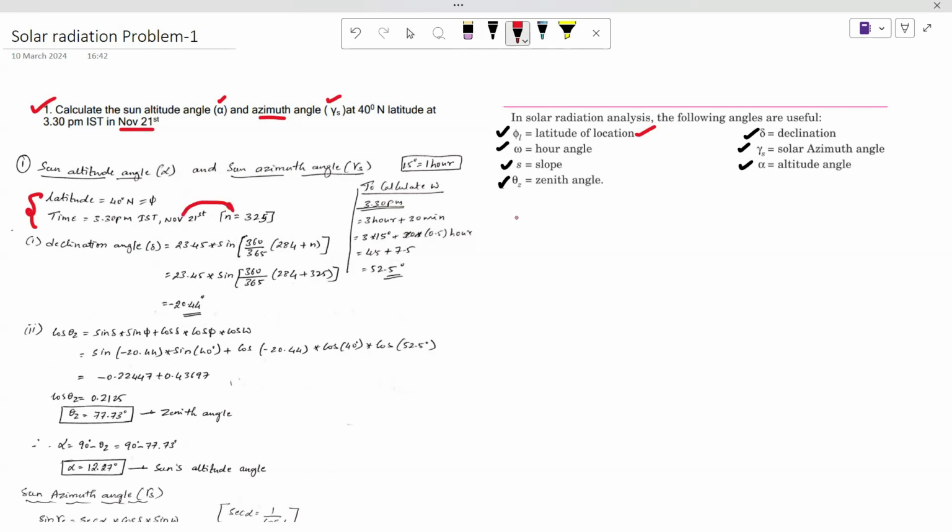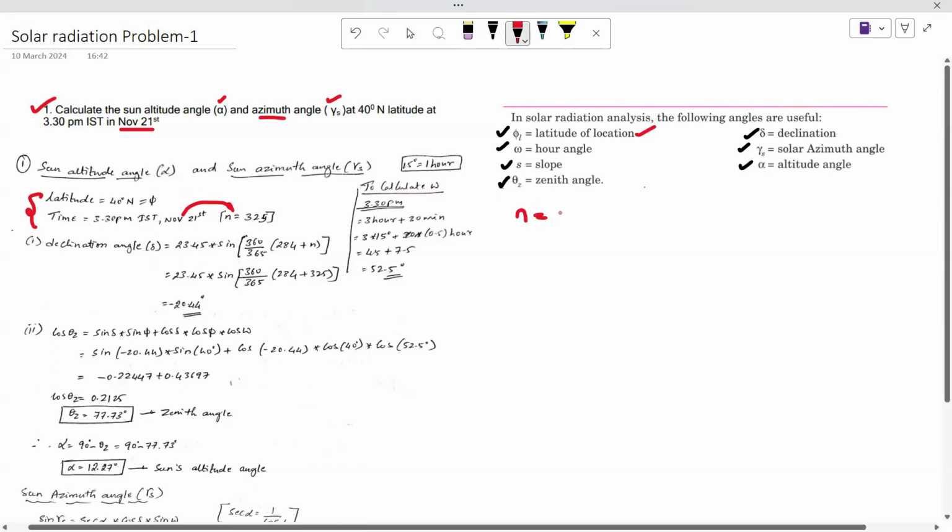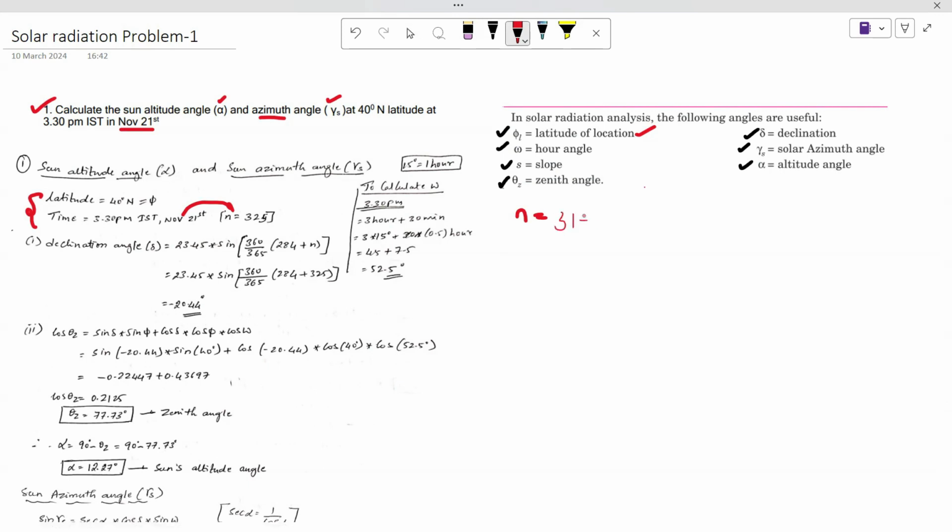How it comes to 325 is very simple. N is the number of days, starting from January. January, assume we have 31 days, followed by February, 28, then March 31, then April, assume 30. Next is May, 31, then June, 30, then July, assume 31, then August, 31, then September 30, then October 31, and then November. In November we have only 21 days, so plus 21. If you add all these, you will end up with 325. Very simple. So 325.